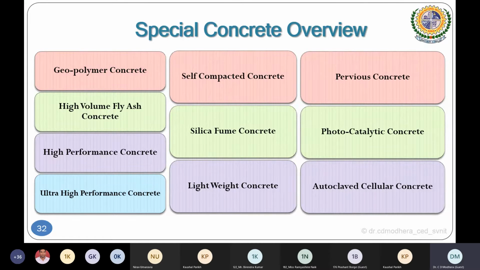Special concrete overview. There are a few written over here. One is geopolymer concrete. If I go horizontal, then self-compacted concrete, pervious concrete, high volume fly ash, silica fume concrete, photocatalytic concrete, then high performance concrete, ultra high performance concrete. This is more or less the same, but ultra high means it relates to very high strength concrete. Then lightweight concrete and autoclaved cellular form. So these are the few noted, mainly popular ones. Every concrete has its own principle to make the mix, right?